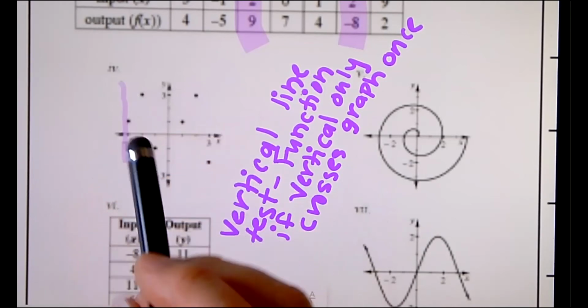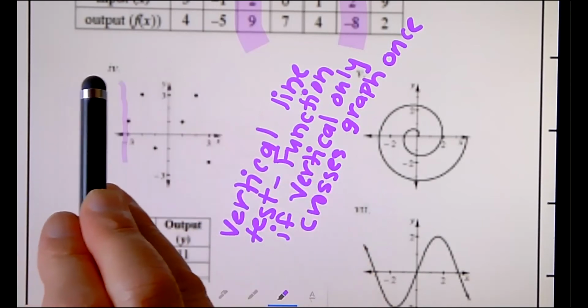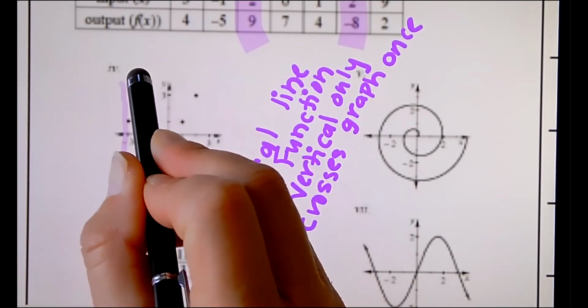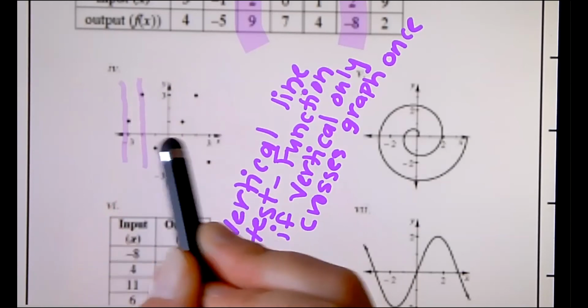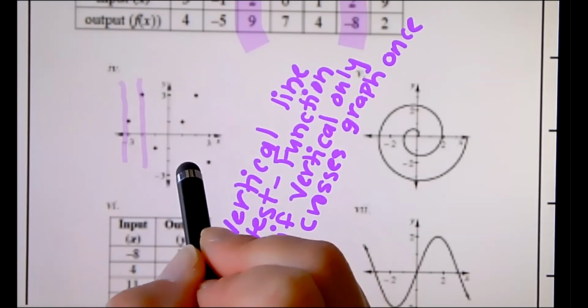And when I draw my vertical line, you see it's going to touch there once. And if I was sliding this vertical line across, and let me just move it over here, it only touches once. So everywhere I'm drawing that vertical line, if it only touches once, then it is a function.